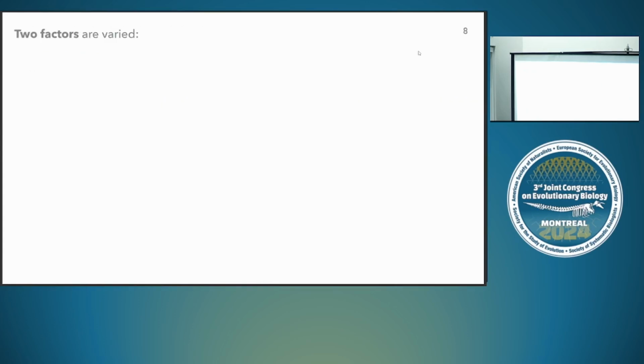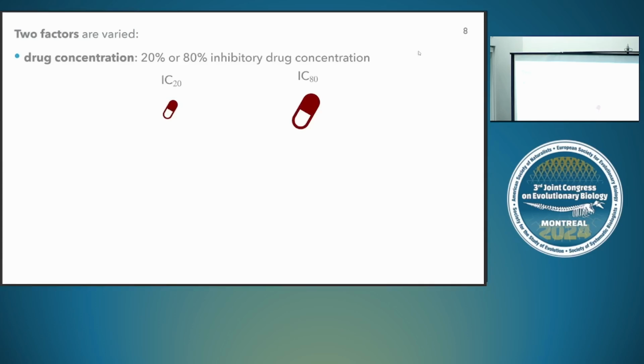Now, there were two main factors varied in this experiment. The first one was the drug concentration. They considered either 20 or 80% of the inhibitory drug concentration, so IC20 and IC80, which we see as low or high drug concentrations. I should say that the drug concentration is constant throughout the experiment. It doesn't change from transfer to transfer.